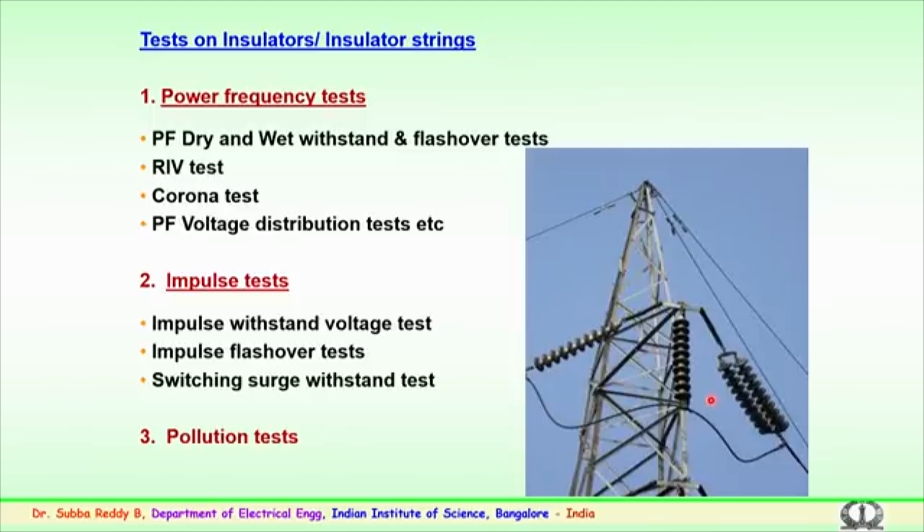The third is the pollution or contamination test, the importance of which we have already discussed, as pollution flashover happens at working voltages. That is the reason, as per the method IEC 60507, pollution testing has to be carried out on ceramic and glass insulators. For polymer or composite insulators, methods are also being formulated and standards are being evolved. We will be discussing these aspects of pollution studies on composite insulators.